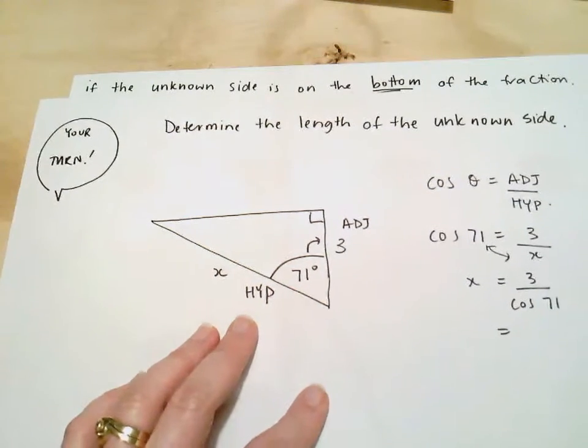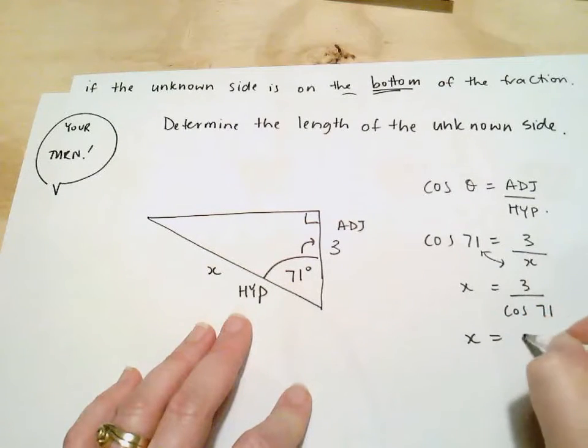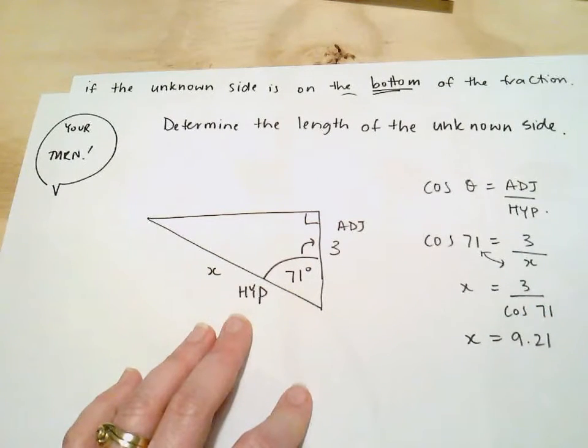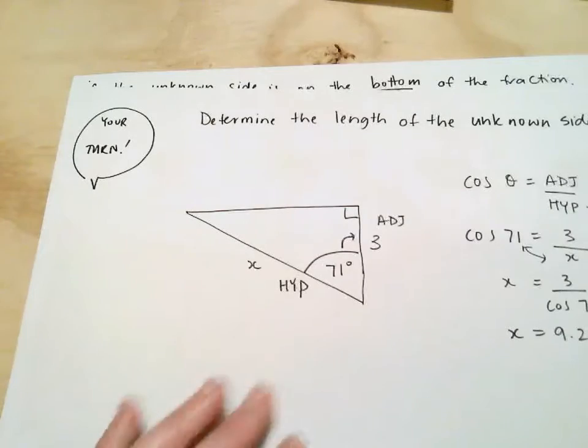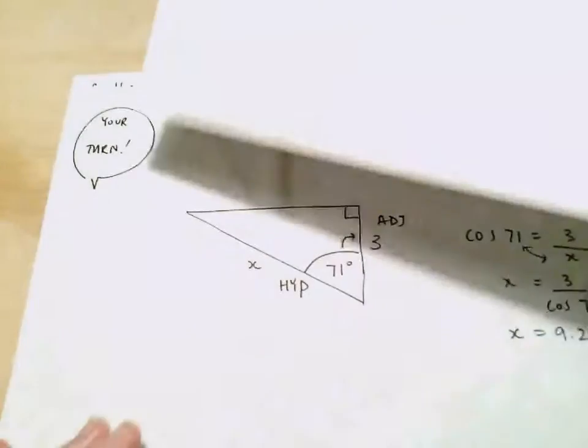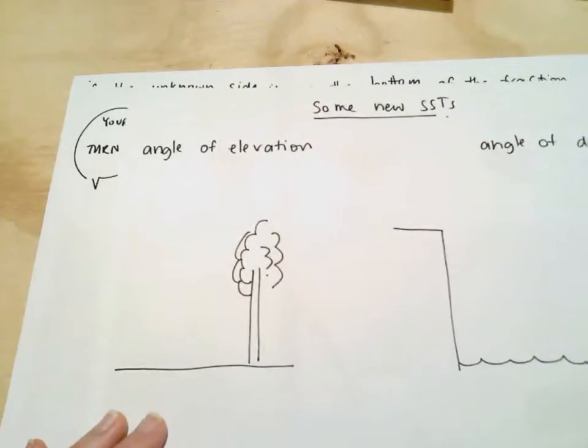is 9.21. So x equals 9.21. Okay, hopefully you got that right. Last quick question that I'm going to get you to have a go at. Before I do, you're going to need some terminology.